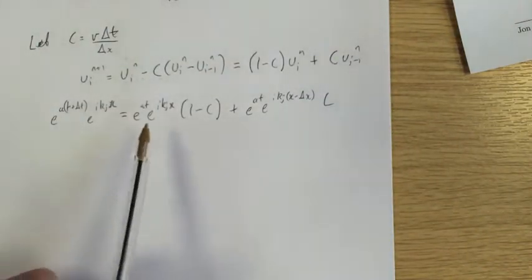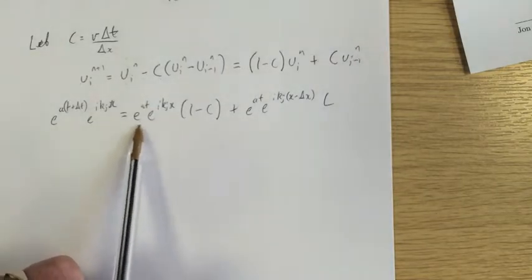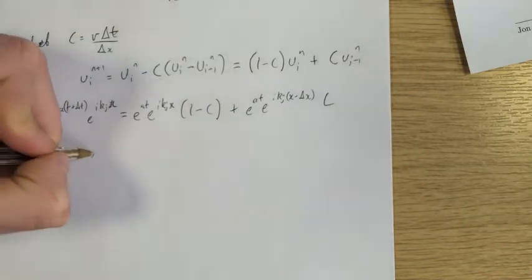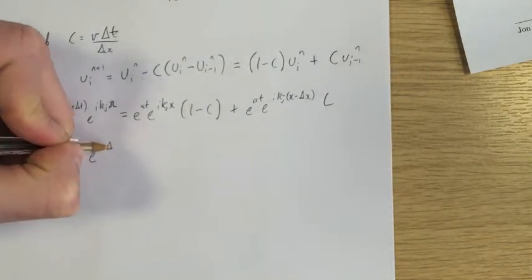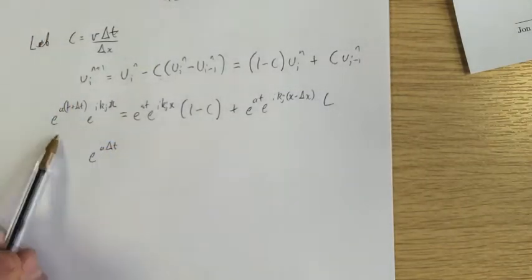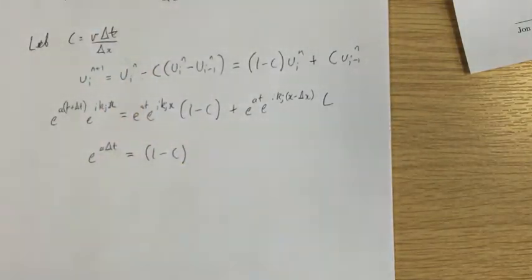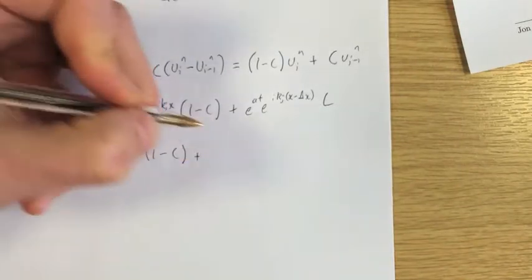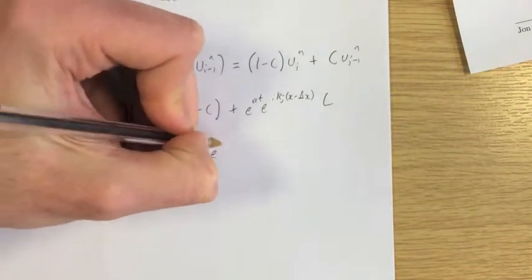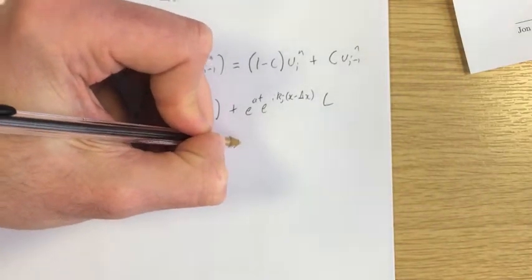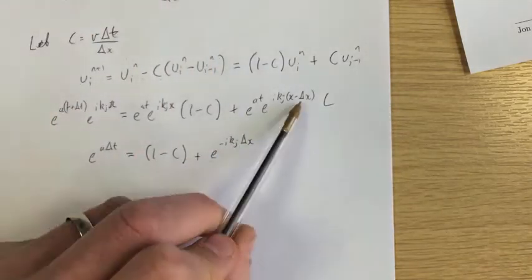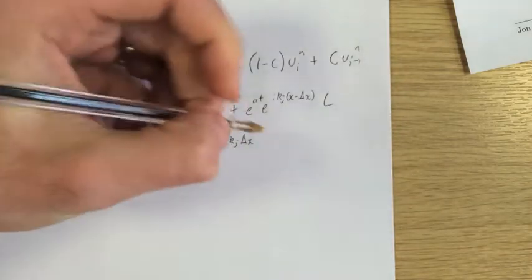Okay, well, if I divide everything by these two terms, what I get is e to the a delta t on the left. I get 1 minus c plus e to the minus i k j delta x, and that's from here, times c.